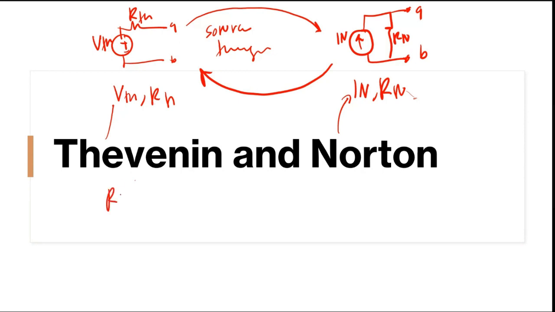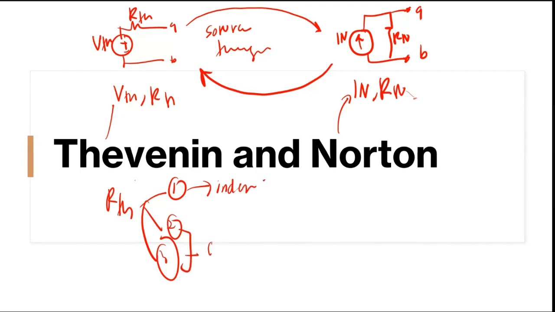So for the RTH, there are three methods that you can use. The first method is for when you have all independent sources, and the other two are for when you have dependent sources. We're going to look at that in our example.